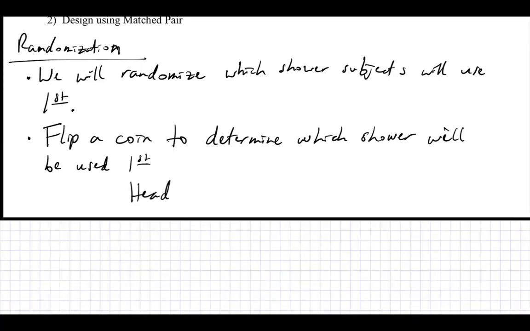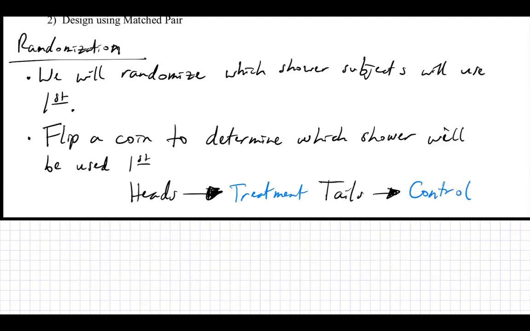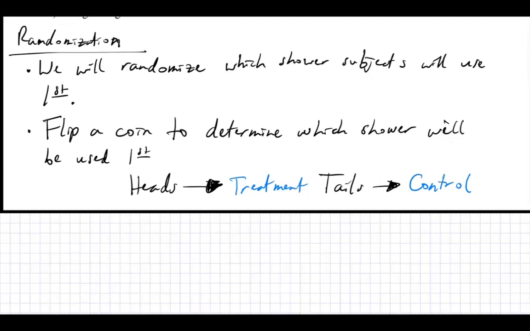We'd say heads, tails. So which head, it doesn't matter. Literally this part doesn't matter, but we have to include it because it's a detail that is not on our picture because we don't have a picture. So we could say heads goes to treatment. Tails goes to control. There you go. Randomization is done.